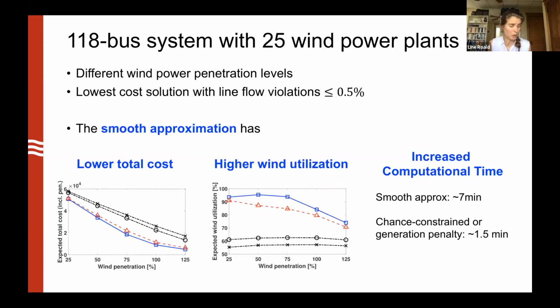So I also just very quickly wanted to conclude with a 118 bus system with 25 wind power plants, just to say we can run this for larger systems. What we see here is that, I mean, we are solving the same problem. We're just picking the lowest cost solution, which has line flow violations smaller than 0.5%.